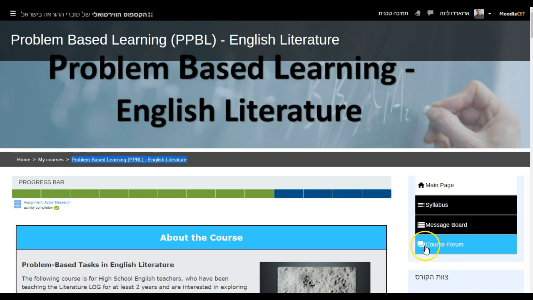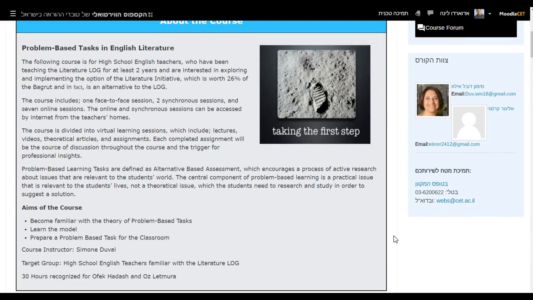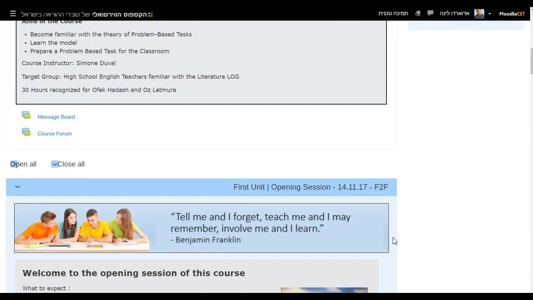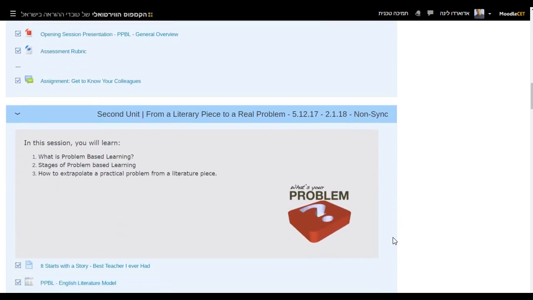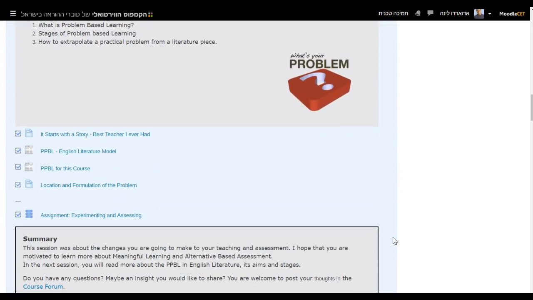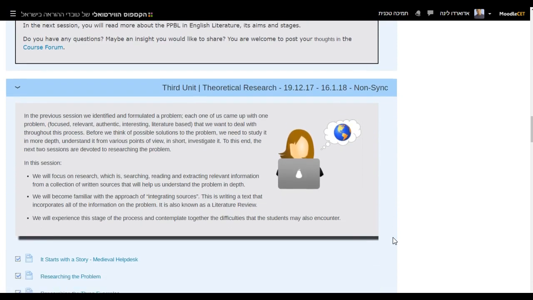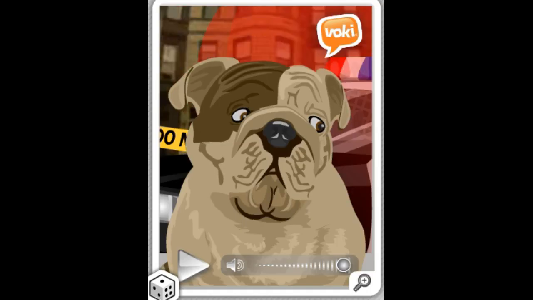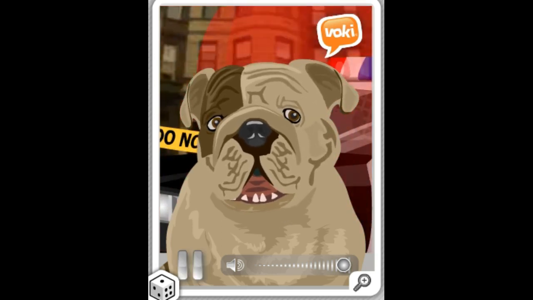PPBL. English Literature. Finding the problems. How do you start teaching pupils to find the problems? Remember, the key is for pupils to find problems that they care about so that they take ownership of the solution. We want to engage them, and that can't happen when they look for solutions to problems that don't matter to them. Allow pupils to find problems that are relevant to them.